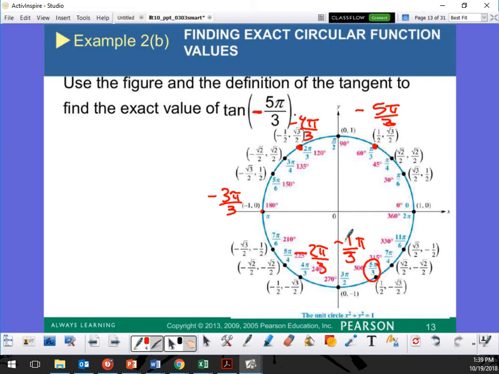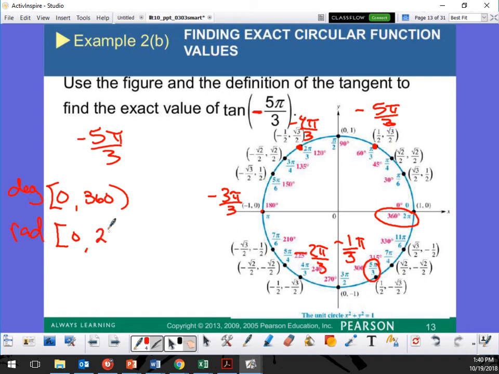Now, since we are not working in degrees, I'm working with radians. What is a whole circle in radians? 2 pi, very good. If you look right here on my unit circle, 360 is the same as saying 2 pi, right? Now, we could do this as coterminal. Since negative 5 pi over 3 is not in between, it'd be between 0 and 360 in degrees, and radians would be 0 to 2 pi. Same thing, it's just a different way of measuring it.